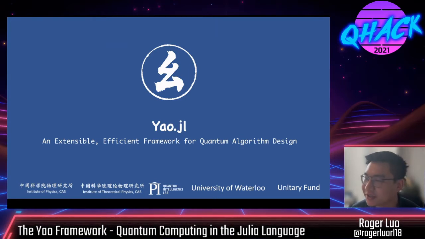So I will start my talk. The name Yao comes from the first character of the word unitary in Chinese. Yao is a software that aims to help researchers design quantum algorithms in an efficient, generic, and extensible way in the cutting-edge Julia programming language.